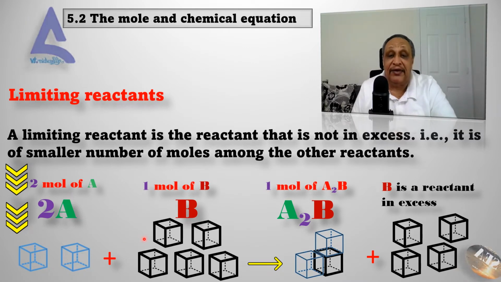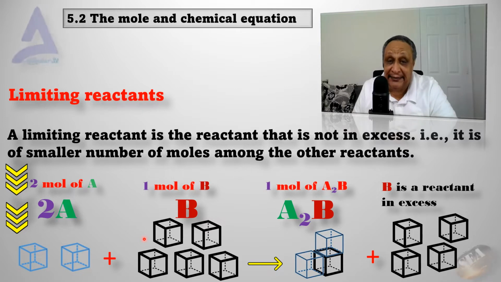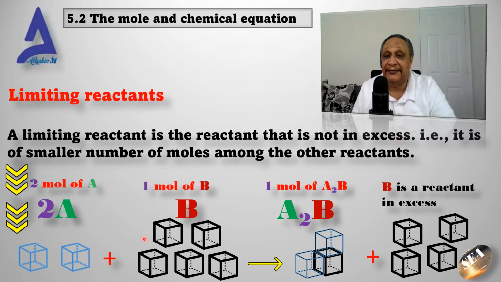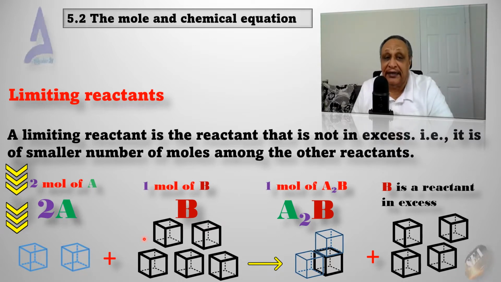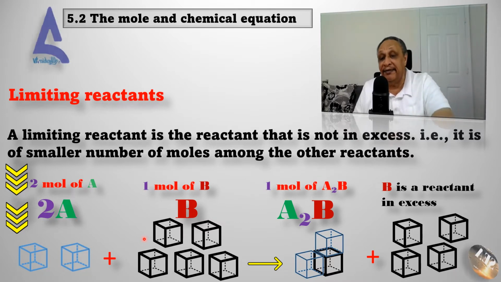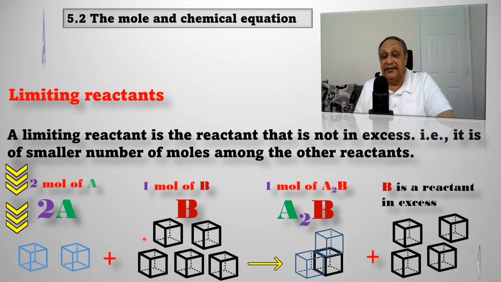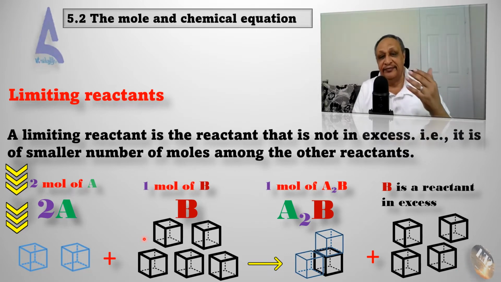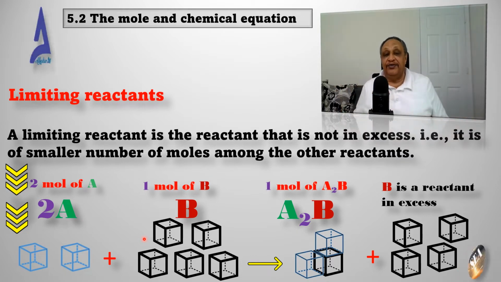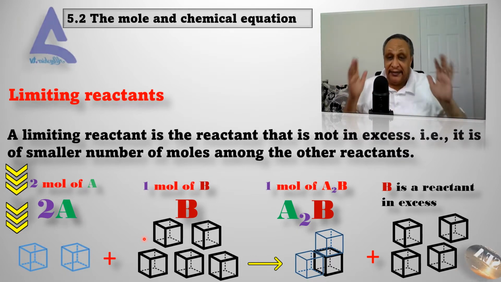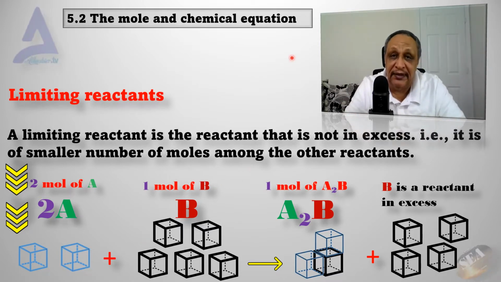On the other hand, we can see that an excess reactant is the reactant that is in a greater amount. It is to say, in a greater number of moles among the other reactants. Some of these moles I don't need in the reaction because they are more than enough. Now we have an opportunity to understand what is going on. Let us go and see what else we have.